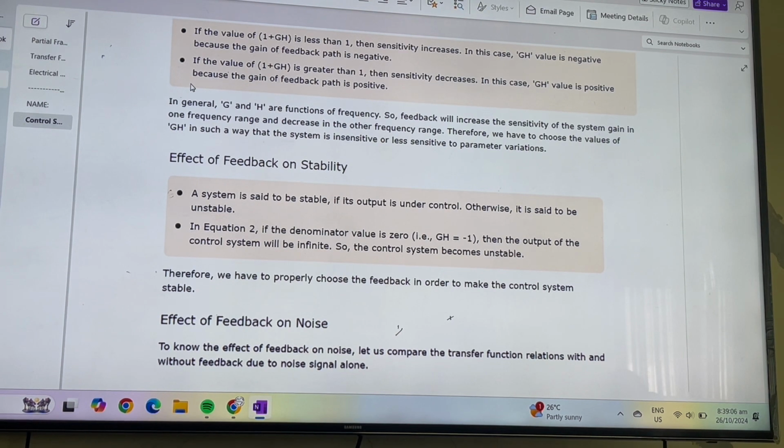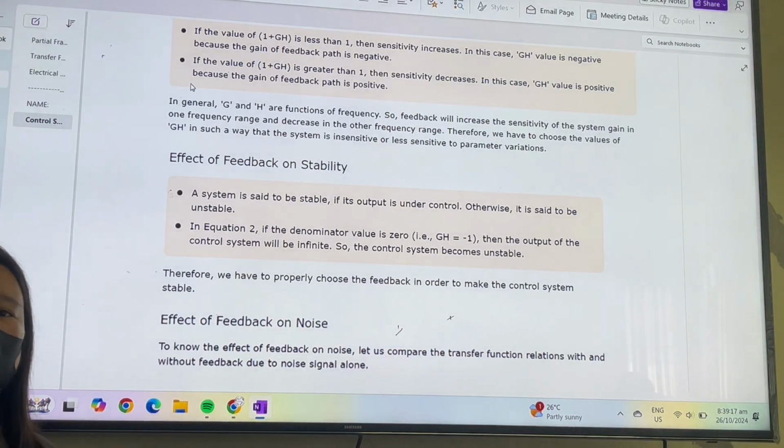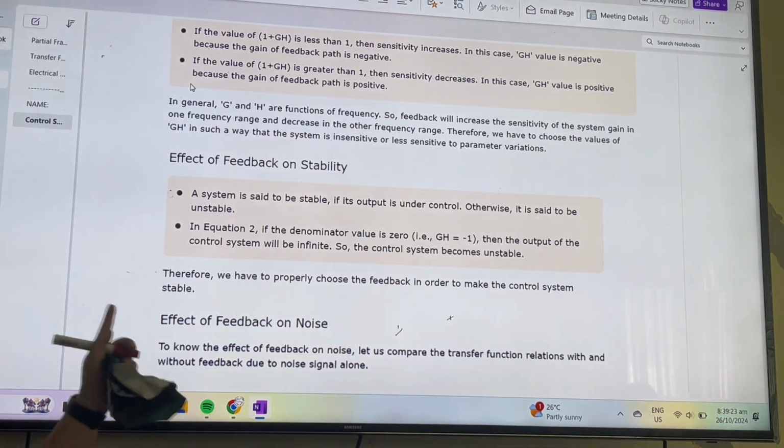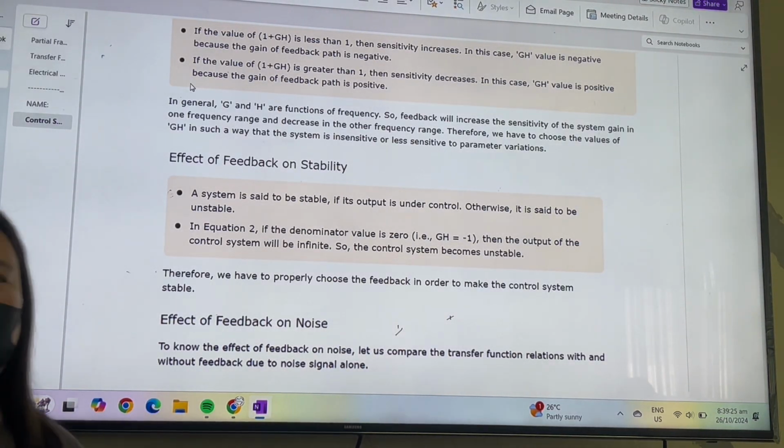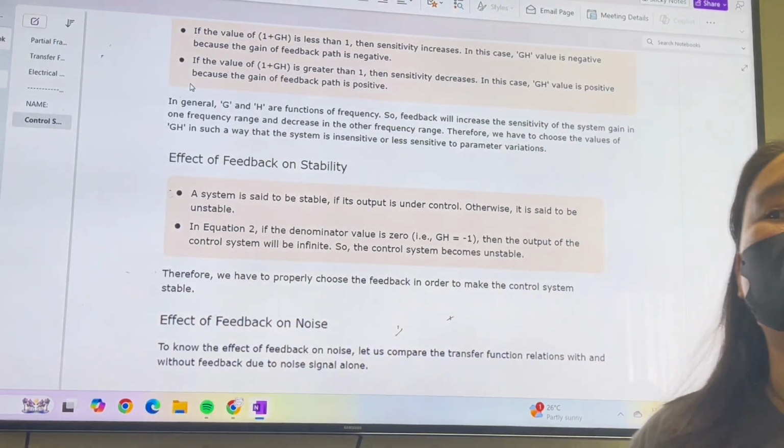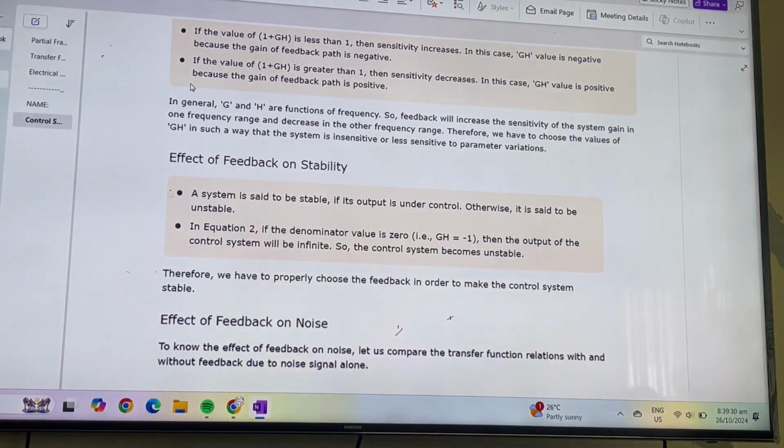When would the denominator become 0? If GH is negative 1. 1 plus negative 1 is 1 minus 1, which is 0. Now, if that happens, the output of a control system will be infinite. 1 all over 0 is supposed to be indeterminate or, since you cannot define it, that's infinite. Absurd. Okay? That makes our system unstable. Now, that is one of the conditions by which you know the system is unstable.